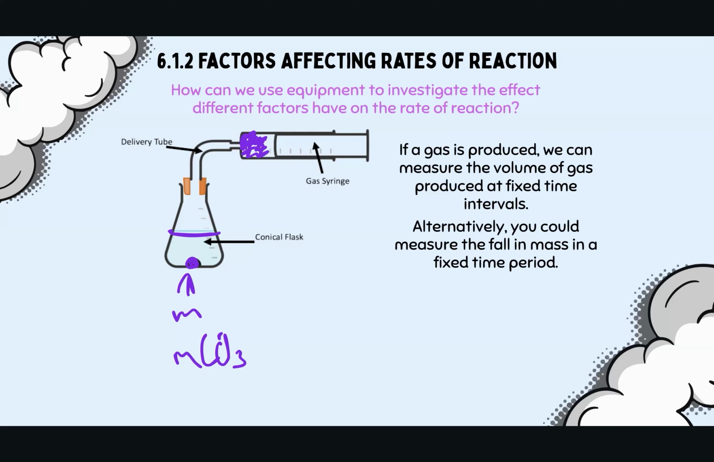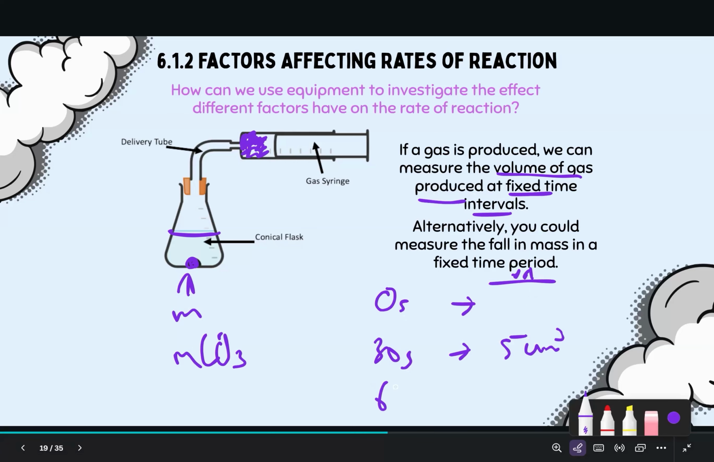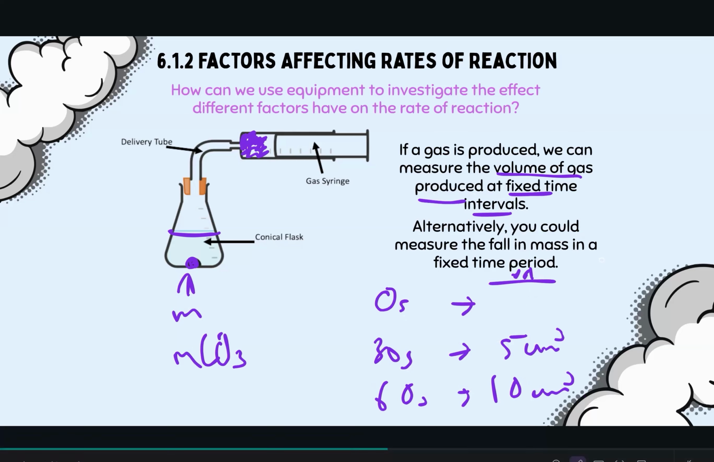Now, if a gas is produced, we can measure the volume of gas produced at fixed time intervals. It means at 0 seconds, you write down the volume of gas produced. After 30 seconds, you write down the volume of gas produced. So every 30 seconds, you're writing down the volume of gas produced. Alternatively, you could measure the fall in mass in a fixed period.